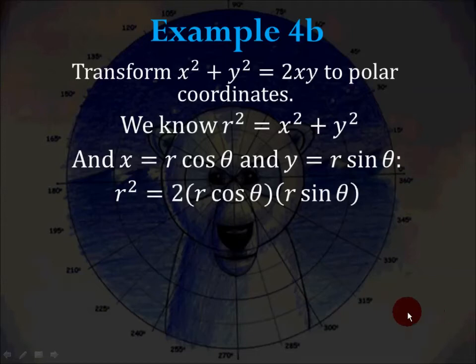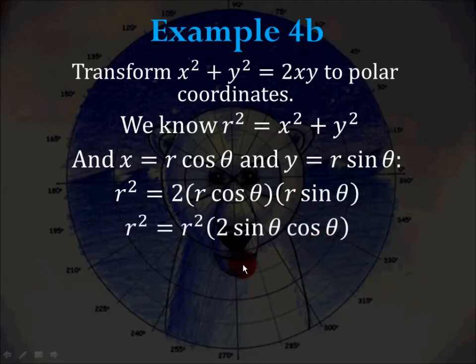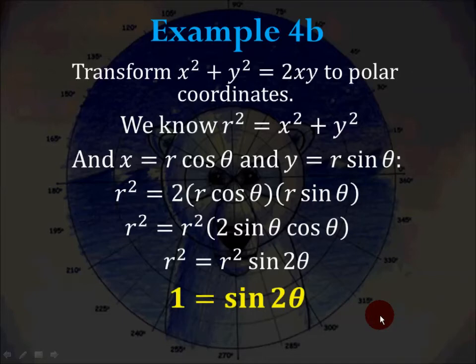So let's plug them in and substitute. So x squared plus y squared becomes r squared. The 2 we leave alone. X becomes r cosine theta. Y becomes r sine theta. And now let's move things around a little bit. So we have r squared equals r squared times 2 sine theta cosine theta. Well, 2 sine theta cosine theta is simply equal to sine of 2 theta. Having one trigonometric function, even with the 2 theta, is always better than having 2. So you have r squared equals r squared sine 2 theta. The r squareds cancel out, and your equation is 1 equals sine of 2 theta.